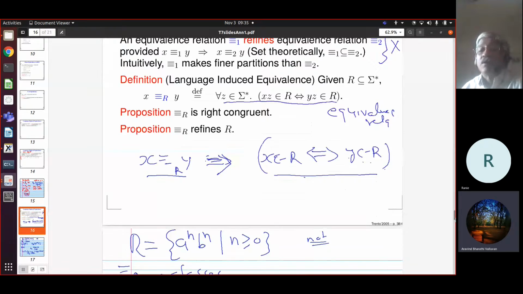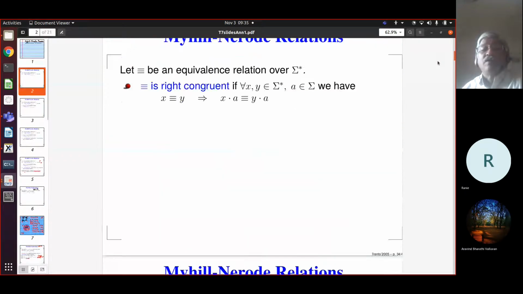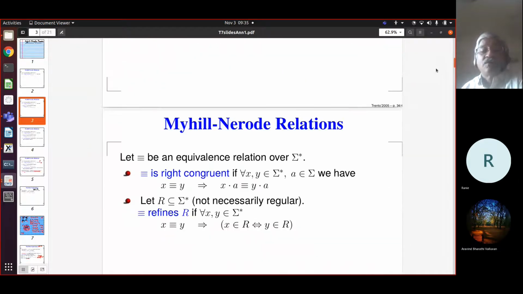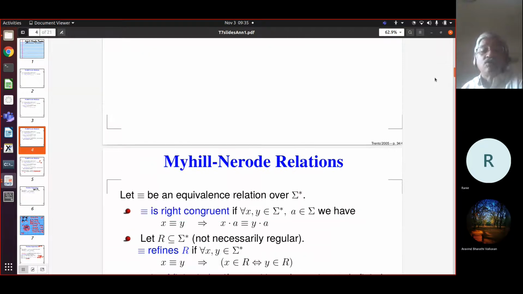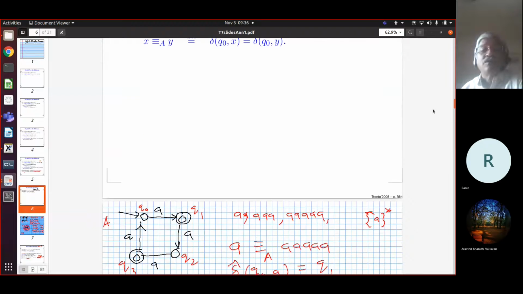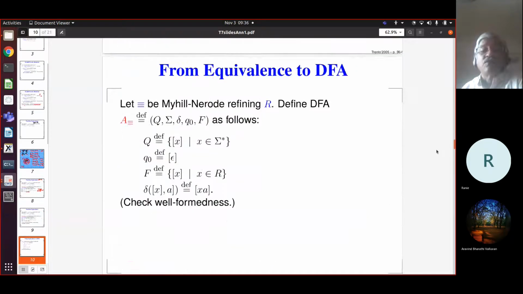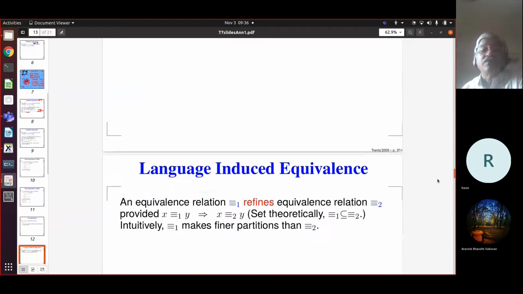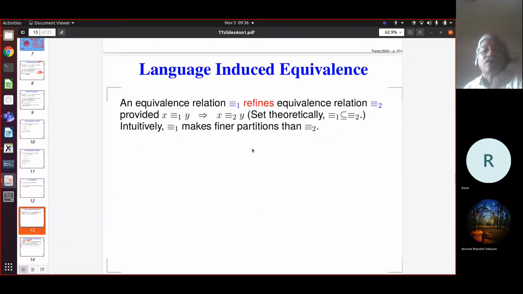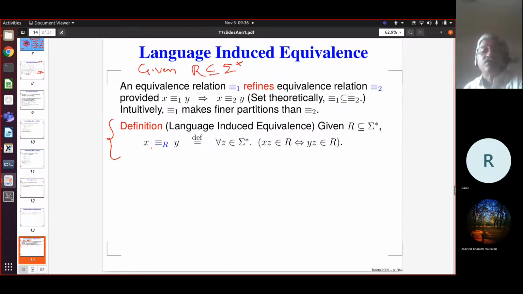Right. Okay, so the Myhill-Nerode theorem basically relies on a definition of a relation called right linear congruence. And the right linear congruence is defined as follows. Where is the definition? Language induced equivalence, right? This is also called right linear congruence, or language induced equivalence. So this is the definition. Are you able to see my screen?